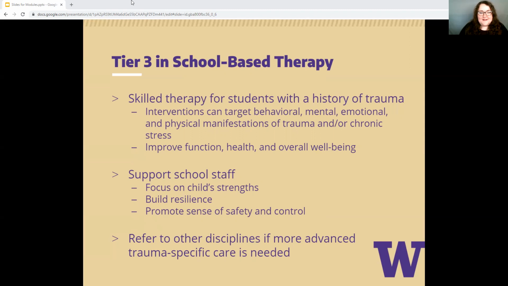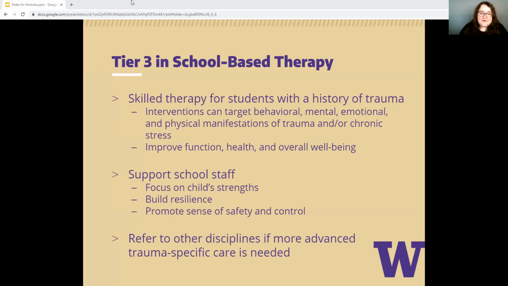When providing intervention at this level, you will likely need to also support and educate other school staff about focusing on the child's strengths, building resilience, and promoting safety and control for the student. You should continue to advocate for trauma-informed care within the school system because teachers, administrators, and other school staff may not have had training on this topic and they may look to you for guidance.